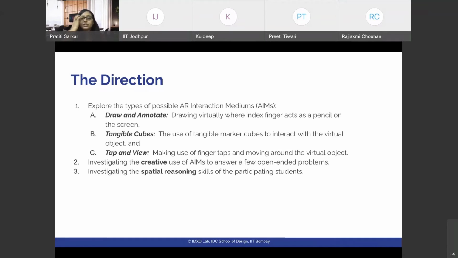The other interaction which we provided was for them to use the tangible cubes, which were basically marker cubes, and that helped them to interact with the virtual object that was showcased. And the third was the general tap and view, where they would do certain interactions by tapping their fingers on the screen, and a certain way of responding to that interaction would lead to certain actions happening. So this helped us investigate how the creative use of these interaction mediums can help them in answering a few open-ended questions, and how they are using their spatial reasoning skills while answering the questions.